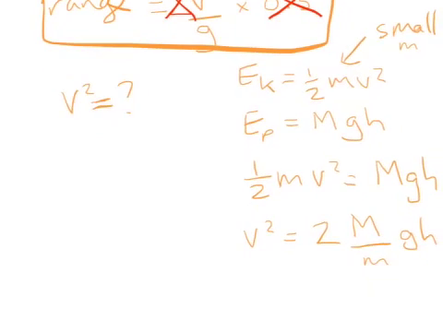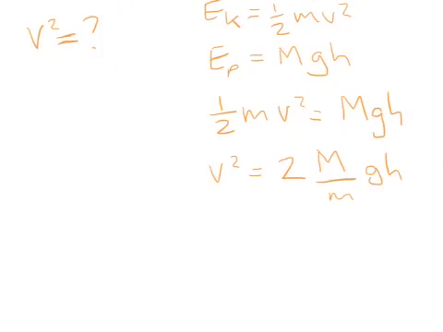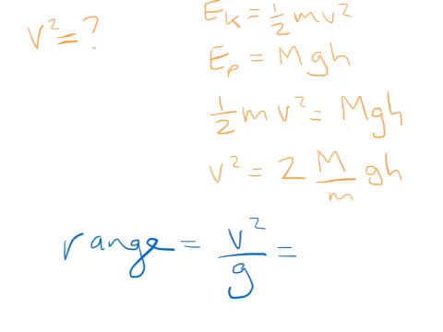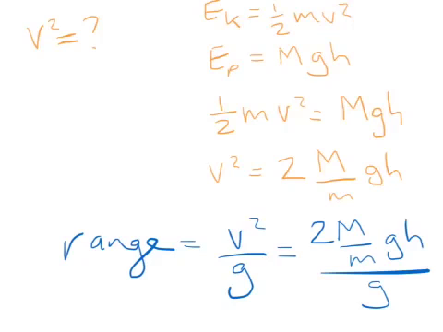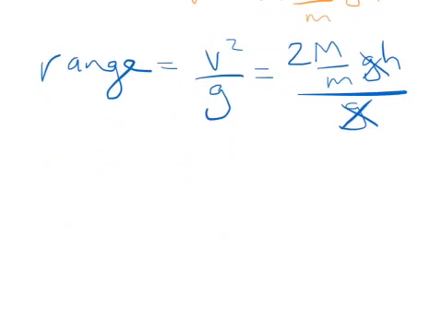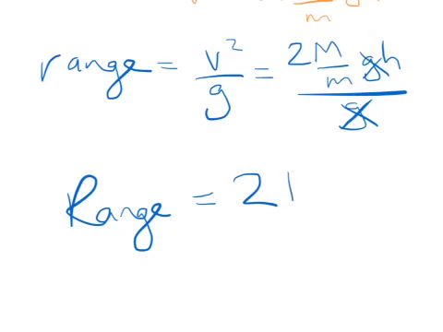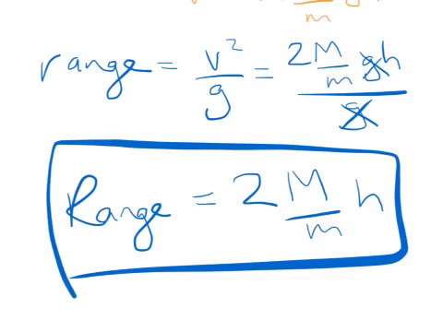So as I said, we're looking for an expression for v squared, and we've got that down here. So our range, let's write this out in full, equals v squared over g, but in this case our v squared is equal to 2 big M over m g h, and all of that divided by g, because that's the v squared section. So these two will cancel out, and we're left with our range equaling 2 large M over small m times h, which is exactly what we're looking for above.